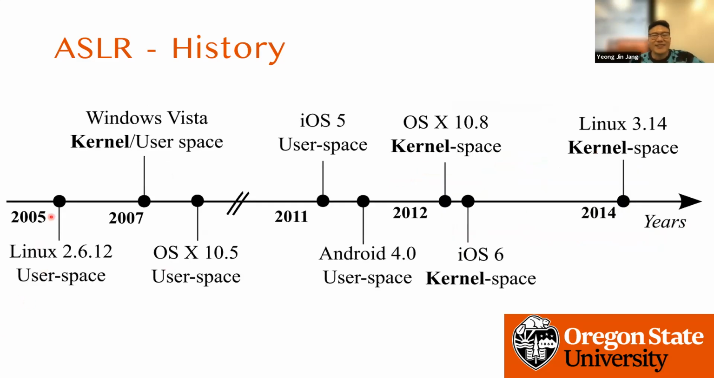So in 2005, in Linux kernel 2.6.12, they applied ASLR to the user space. And the user space here means the programs that you write and run. So mostly these are in user space. The opposite term of user space is kernel space, which is the internals of the operating system. So at first, Linux applied ASLR to the user space because it is good.